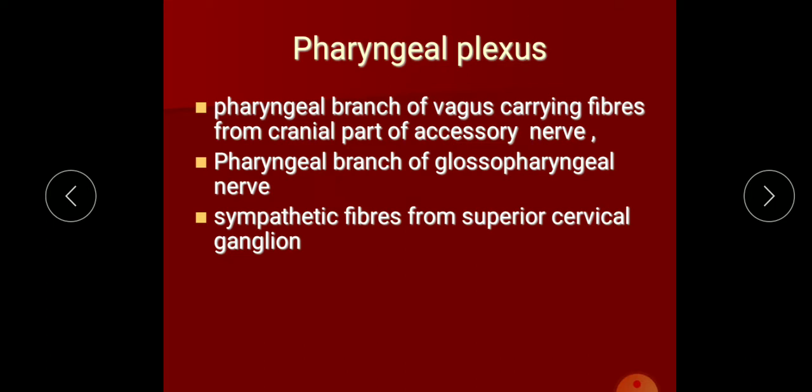One more thing in the pharyngeal plexus that you should remember is that it will be more pronounced on the outer surface of the middle constrictor. You find such a very well formed plexus just behind the middle constrictor. To be more specific, it is in between the middle constrictor and the buccopharyngeal fascia. You find such a plexus there. Fine.